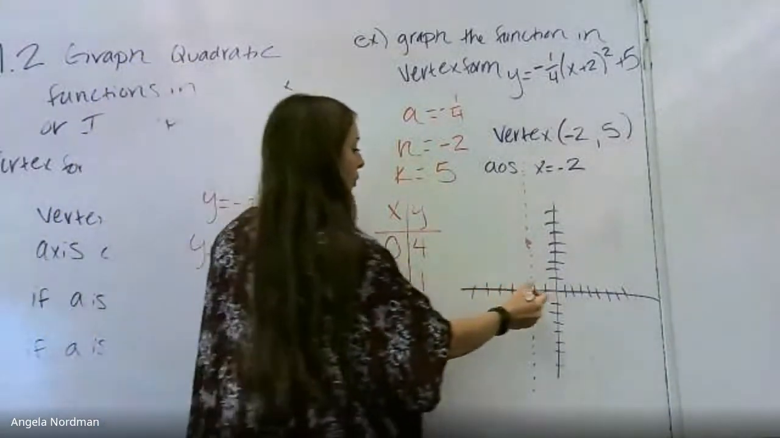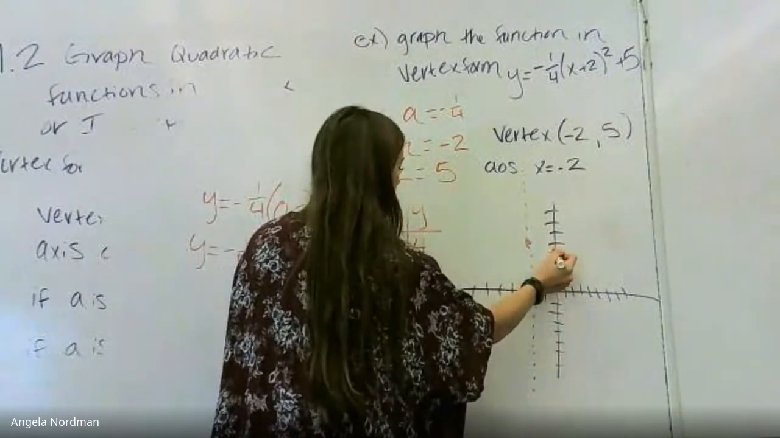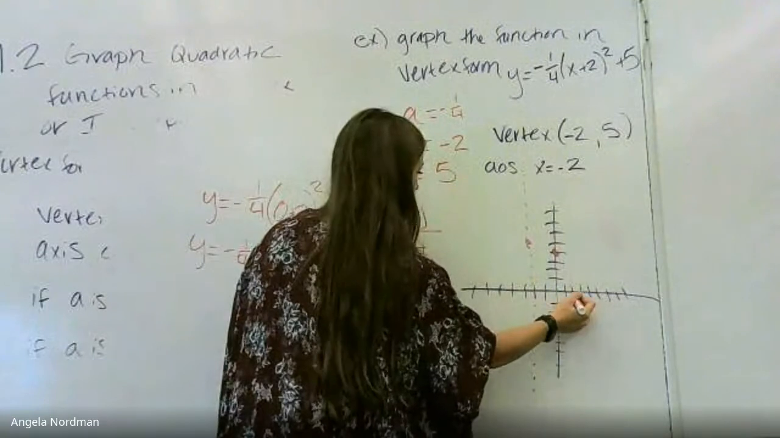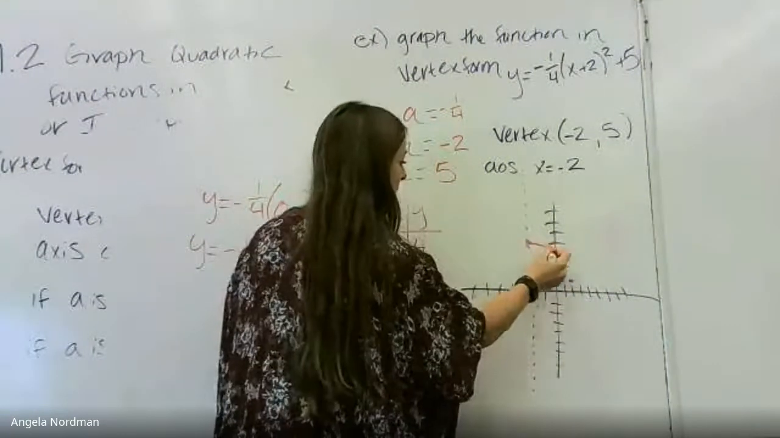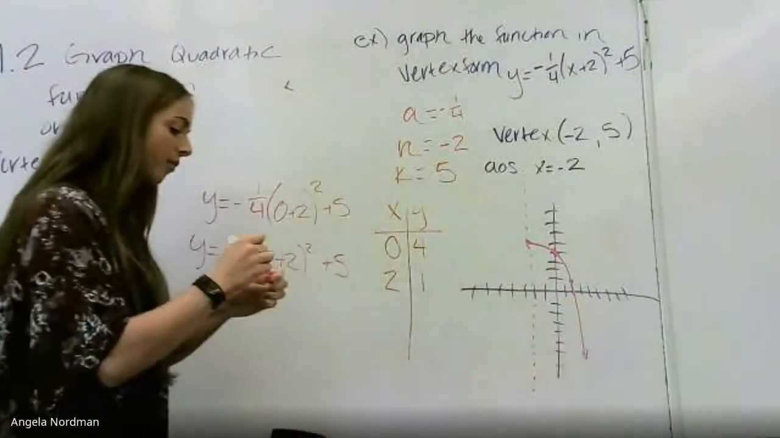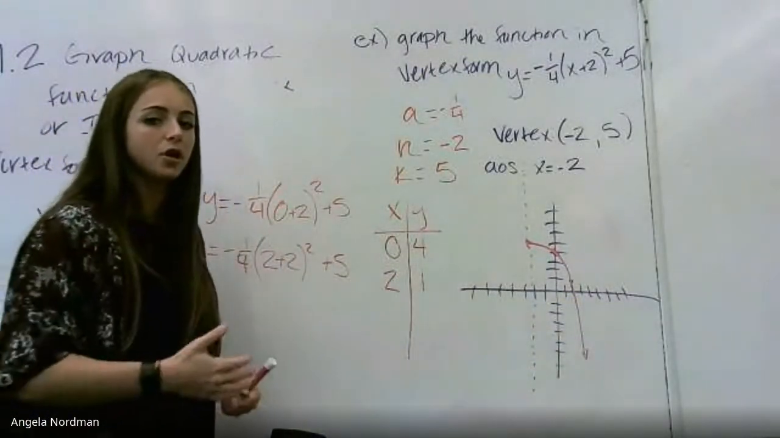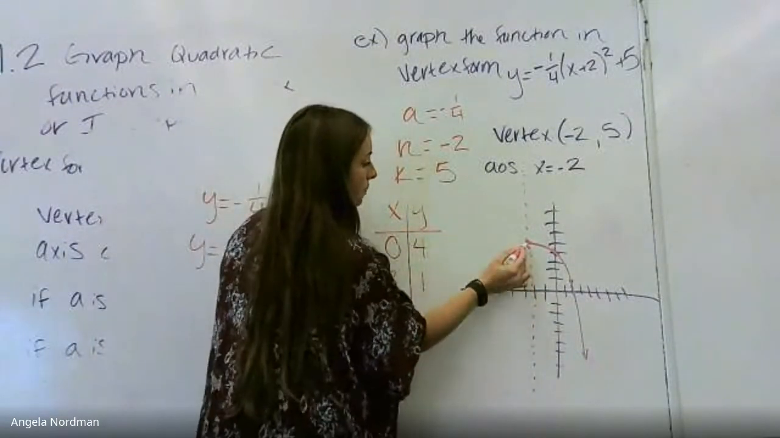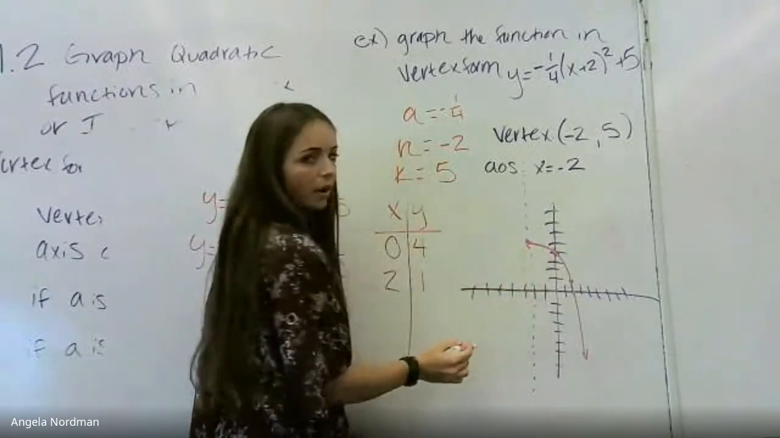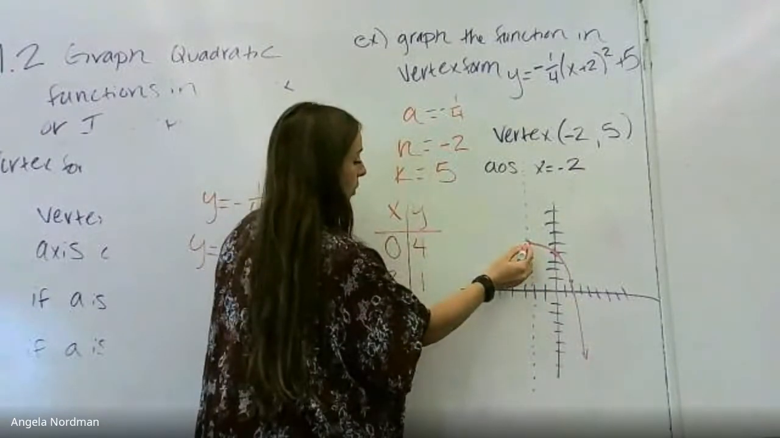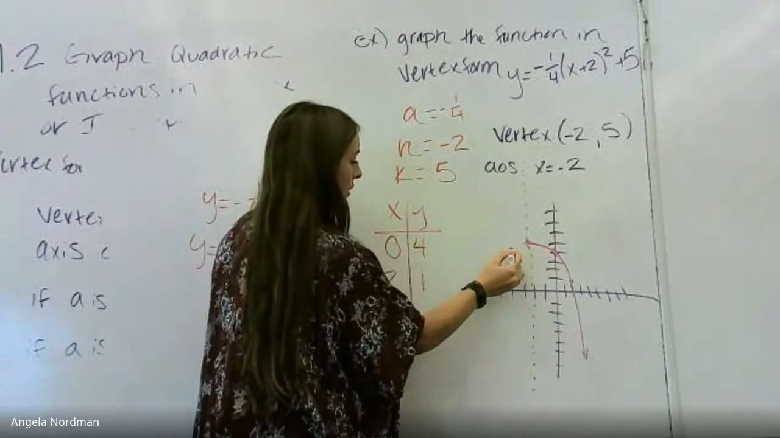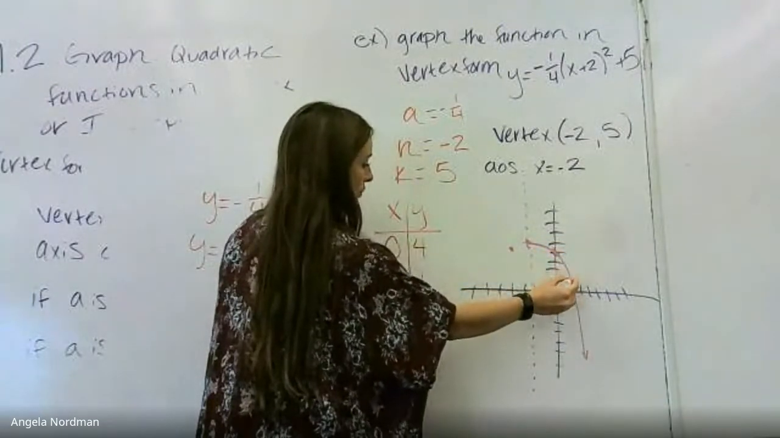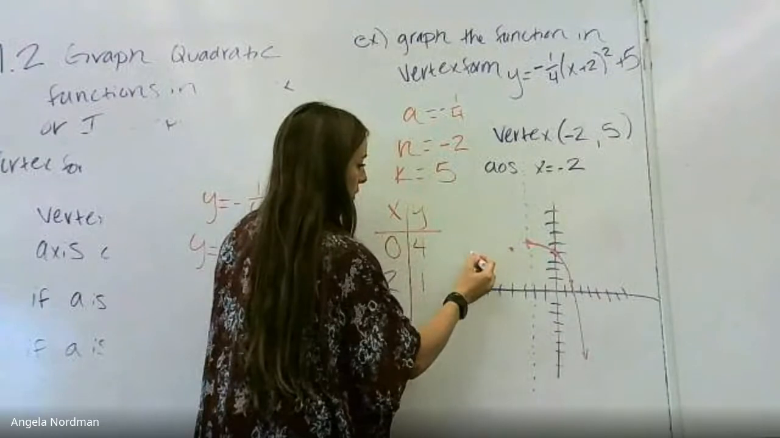I'm going to graph 0, 4. So over 0, up 4, and 2, 1, over 2. So what's happening is I'm getting this side of my graph. We talked about this last time. I can mirror those points because I need this side of my graph as well. I went over 2, down 1 to get that second point. So now I'm going to go left 2, down 1. This point was achieved by going over 4, down 4. So I go over 4, down 4.